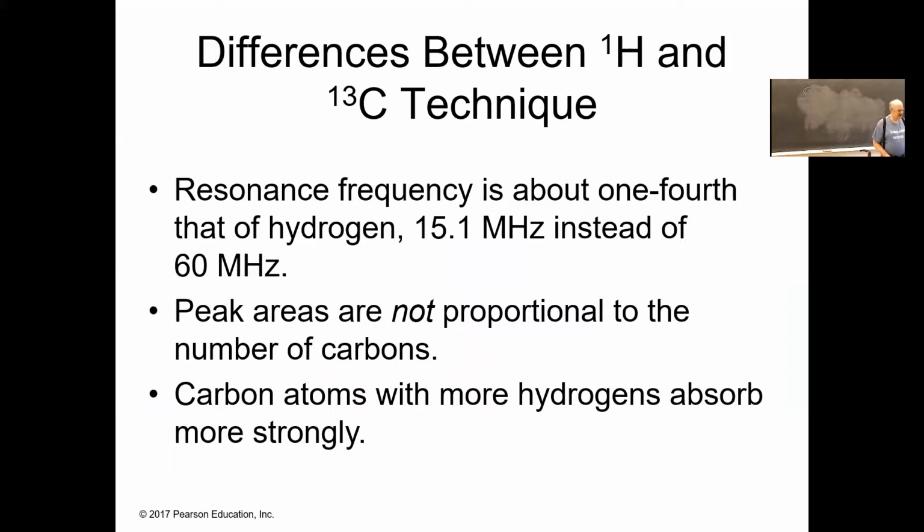The resonance frequency is about 1/4 that of hydrogen, and so we would want to use a stronger magnet. Peak areas typically are not proportional to the number of carbons, although with a little work and some advanced techniques, we can achieve that, but generally this is not the case. Carbon atoms with more hydrogens absorb more strongly.